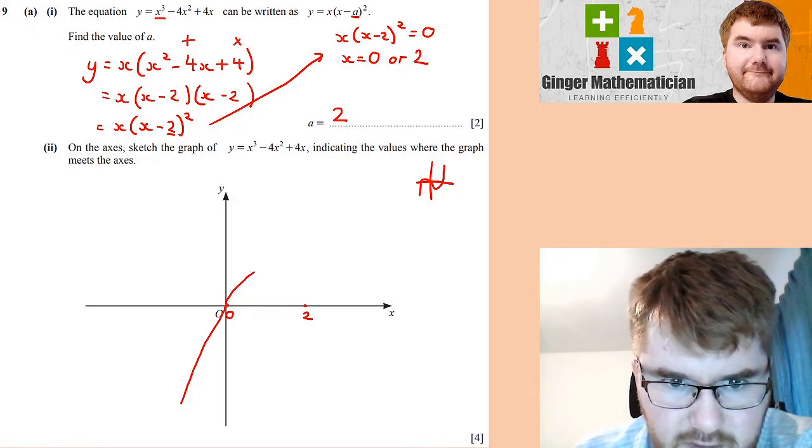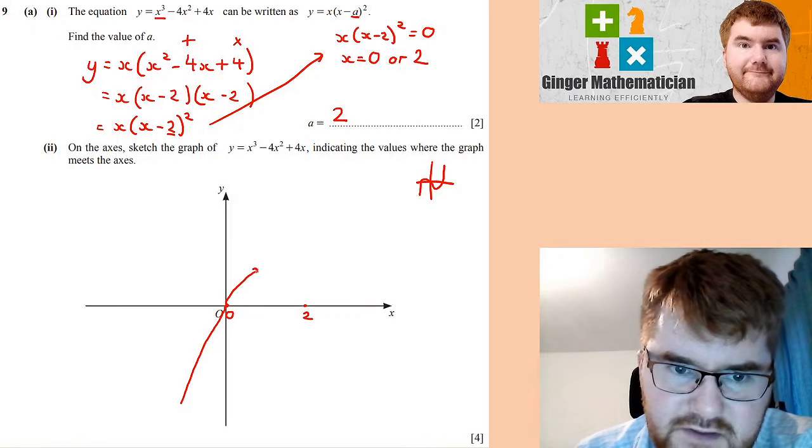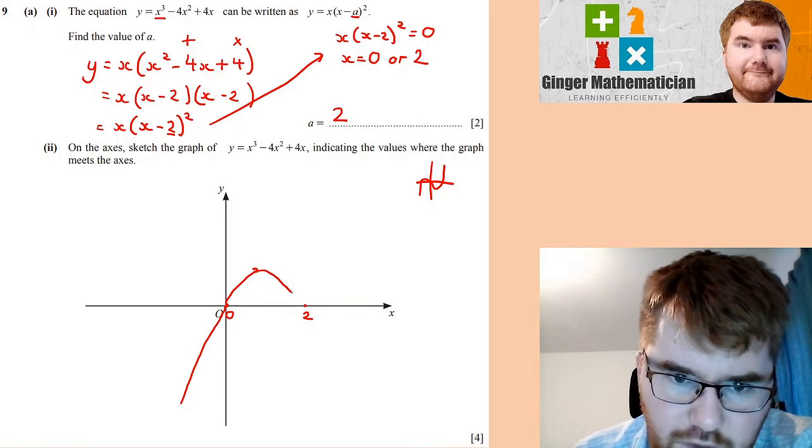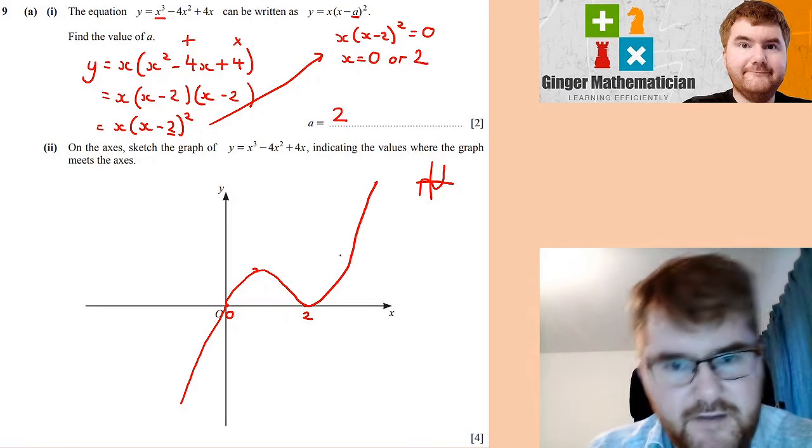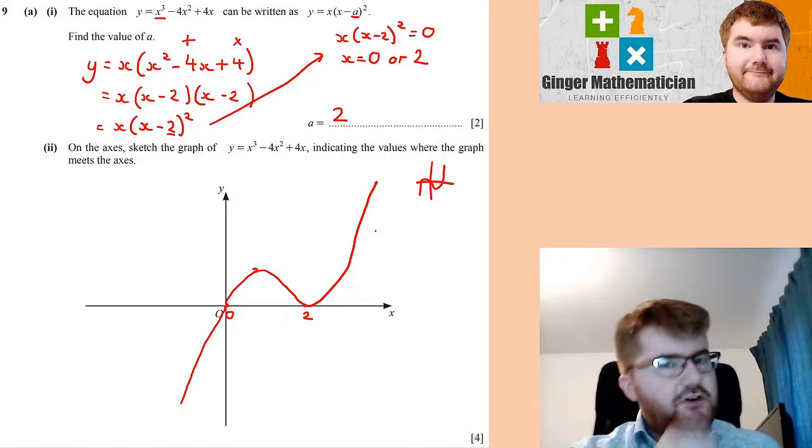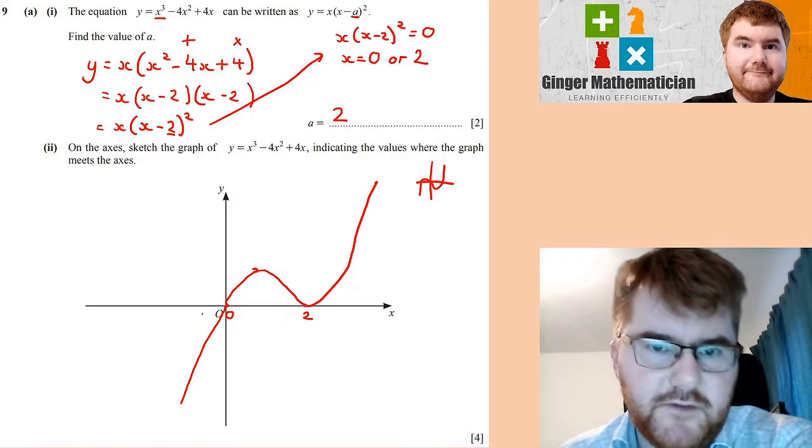We go through the point, and this is the crucial part. Because 2 is a repeated root, we're just going to touch the graph there, and then we go off. That's a little bit of a bend there. Try and make sure that's a nice smooth curve as well.